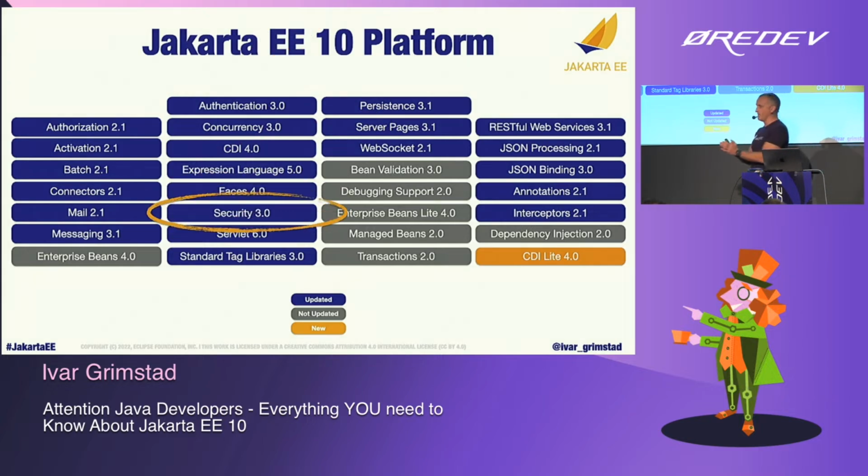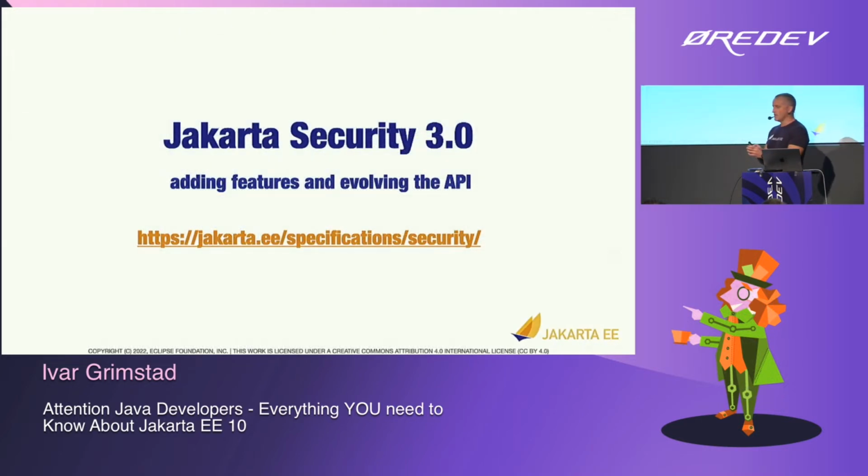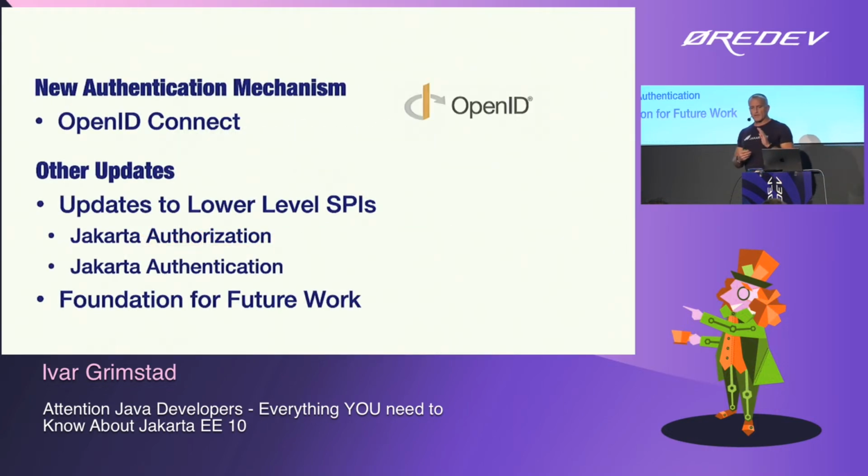So I'll go through a couple of these specifications, not all of them, and then we'll dive into some demos and show some code here. So security. Security was a major update, and that's because they deprecated some stuff. And one major feature they added in this specification was support for OpenID Connect.